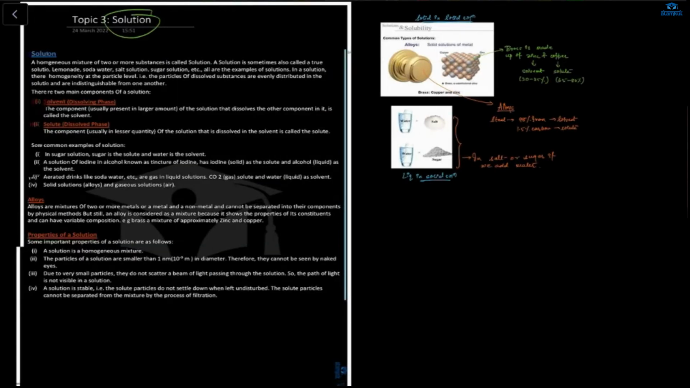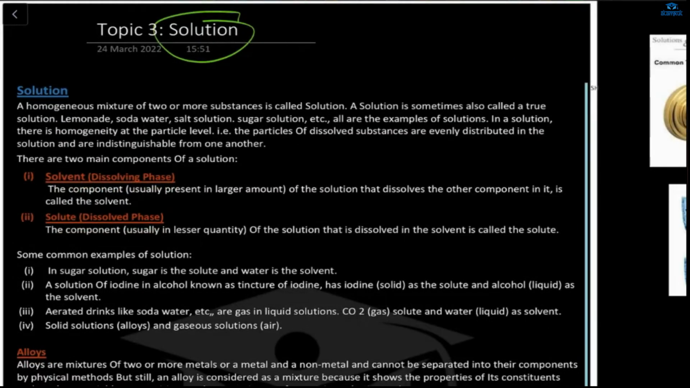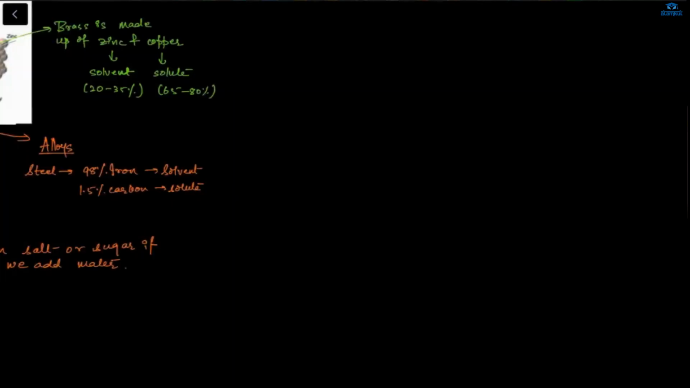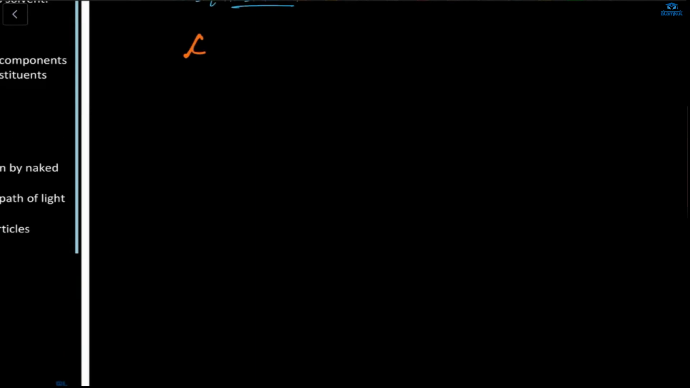Today we will be learning about the solution. Okay, so let's start with the components of a solution. Components of a solution. Do you know a binary solution has two components?